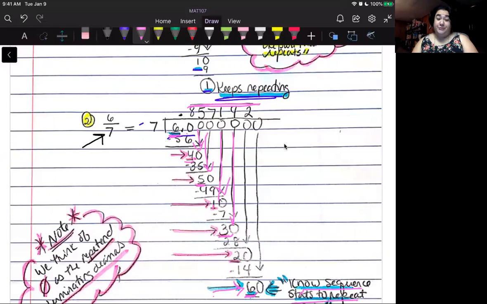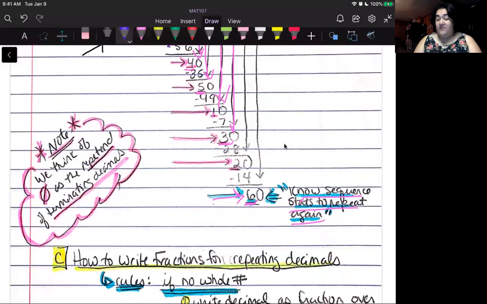So, because you will never get a remainder of 0, eventually you always get back to this 6 and then start the process all over again. We know it's a sequentially repeating decimal. Please note that in decimals that we call terminating decimals, we think of the remainder of 0 as being the repeatant that continues to repeat, which is why it's a terminating decimal, okay?